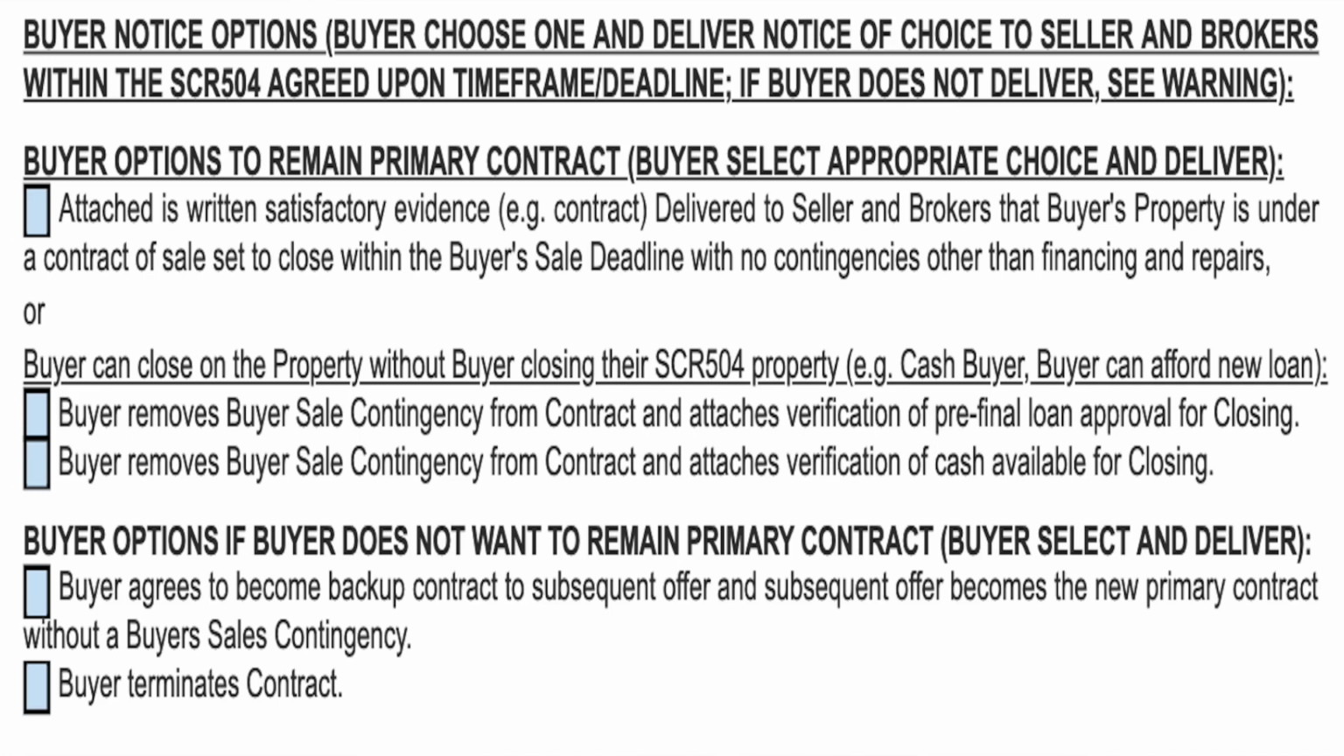So the first box: buyer removes buyer-sale contingency from contract and attaches verification of pre-final loan approval for closing, or buyer removes buyer-sale contingency from the contract and attaches verification of cash available for closing. So again, that's if your buyer and seller agreed upon a cash buyer being able to purchase without having to sell their property, or they have enough credit to not have to worry about selling the property. They could just have 2 mortgages and be done. So that's more options. Again, these are flexible forms.